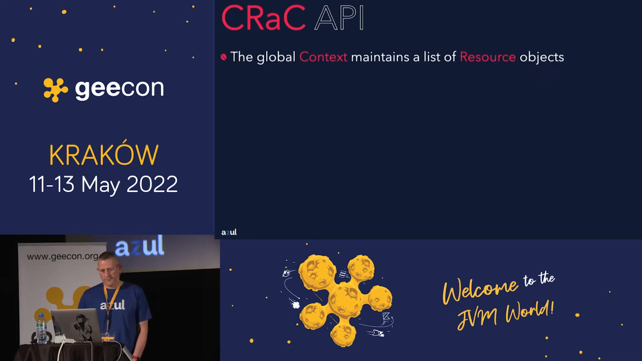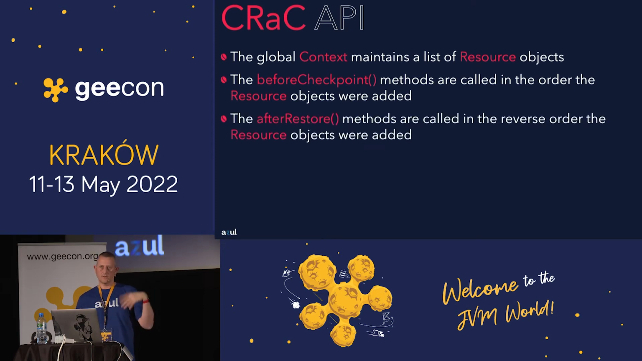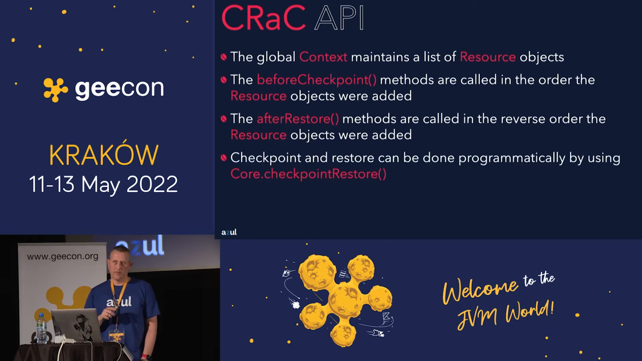The global context then maintains a list of all the resource objects in your code. And it makes sure that the before methods are called in the order you registered them. So, you take care that, for example, first the database manager gets registered as a resource. Then the second one will be whatever manager or database or internet connection or open files. And then when you restore, the context will make sure that they will be called in the reverse order to make sure that you get to the same state as you left the application.